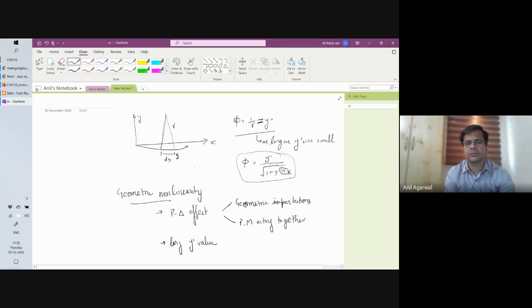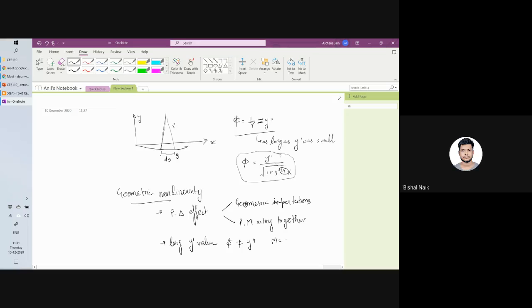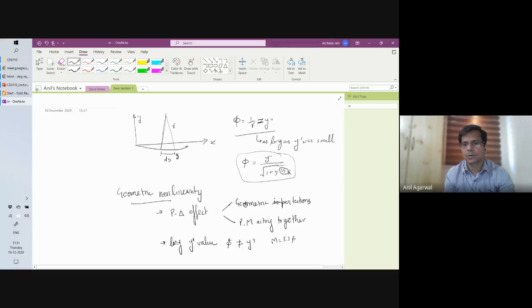Okay, so if it has a large deformation, then your y prime, or slope of this line, will be large. Then your phi is not equal to y double prime. It is actually equal to this expression that will introduce nonlinearity in the problem. Right? Because we were relating phi with M. So M was equal to how much times phi? EI phi. Correct. And that's where we were putting y double prime. If that is not y double prime, the problem will become nonlinear.